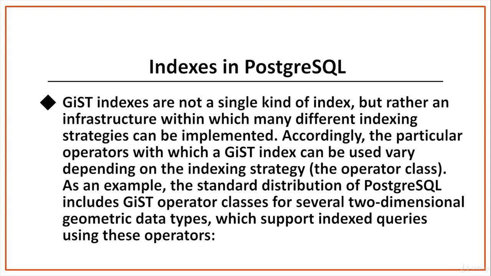GiST indexes are not a single kind of index, but rather an infrastructure within which many different indexing strategies can be implemented. Accordingly, the particular operators with which a GiST index can be used vary depending on the indexing strategy or the operator class. As an example, the standard distribution of PostgreSQL includes GiST operator classes for several two-dimensional geometric data types, which support indexed queries using these operators.